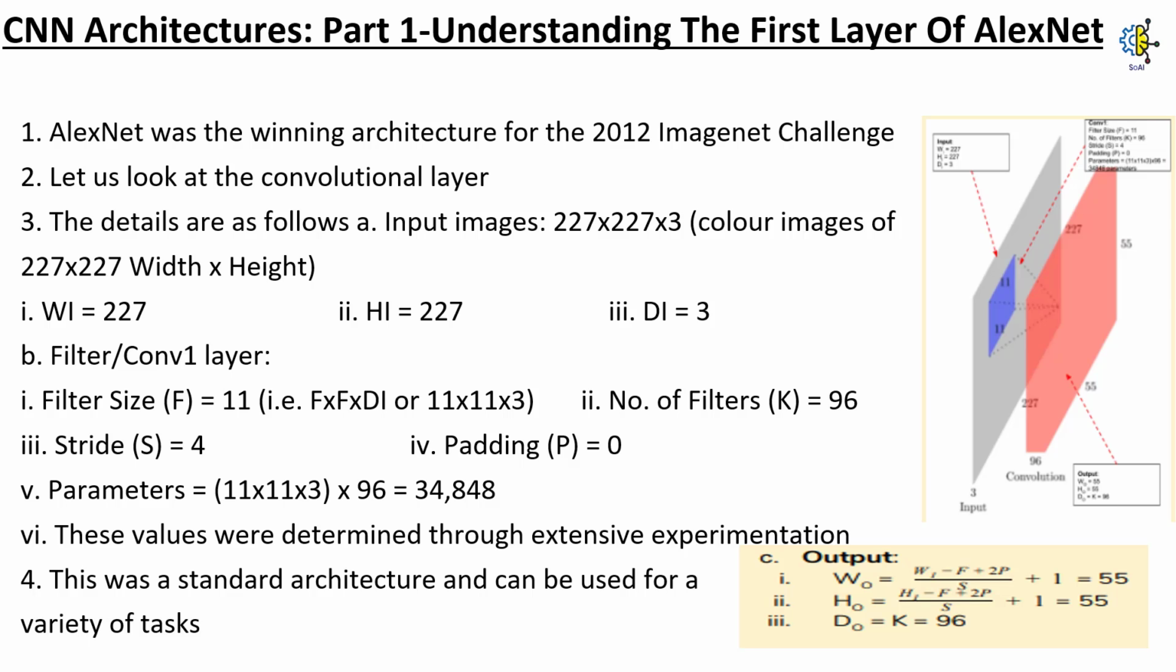Parameters are 34,848. These values were determined through extensive experimentation. This was a standard architecture and can be used for a variety of tasks. Output is W naught. You can see (Wi minus f plus 2p) by s plus 1, which comes out as 55. Similarly for h naught, and d naught is equal to k, which is 96.